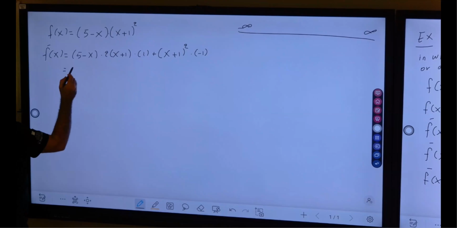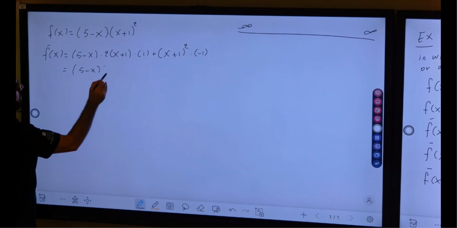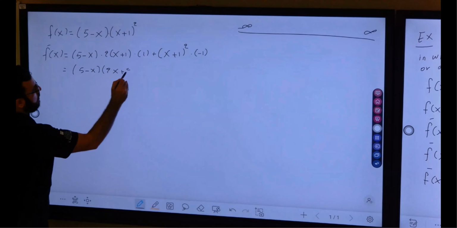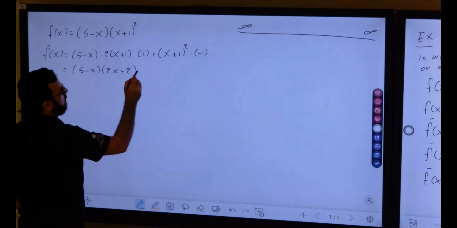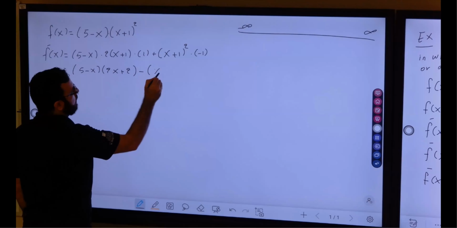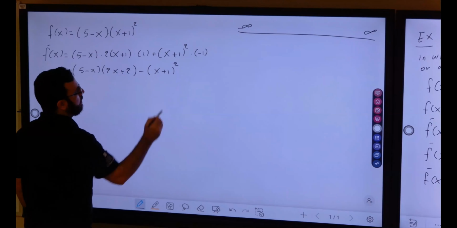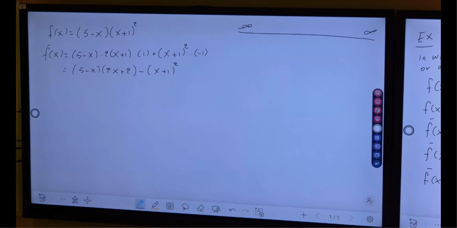So now what are we gonna do? Is that the same thing? 5 minus x, 2x plus 2, minus x plus 1 squared. Now what do I have to do? You need to simplify it, right?